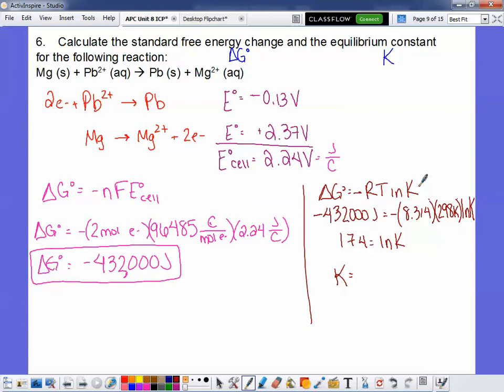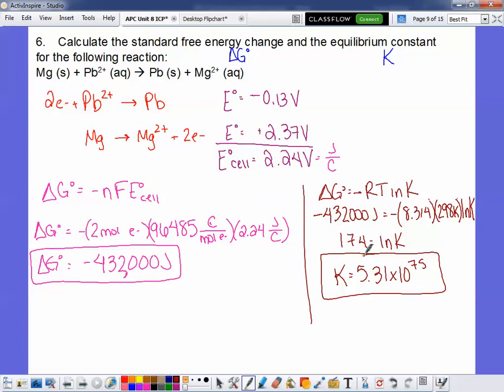All right, so what do you get as your K? I got 5.31 times 10 to the 75. Did you just do e to the 174? Okay, so I just did e to the answer. And did you get times 10 to the 75? Then you'll be fine. As long as you're in the same order of magnitude, you're good. Okay, cool? Questions on that?